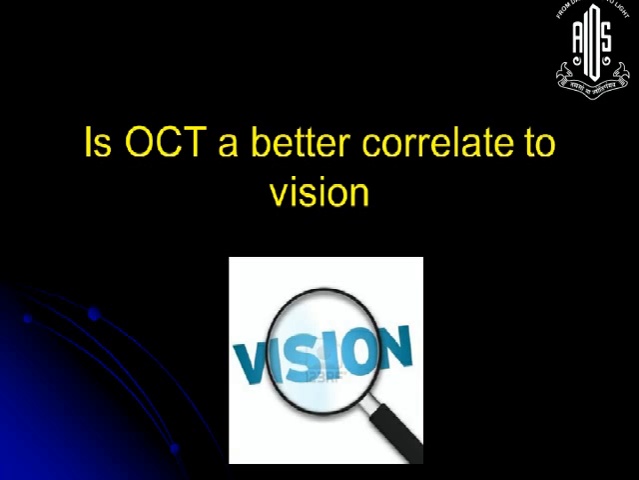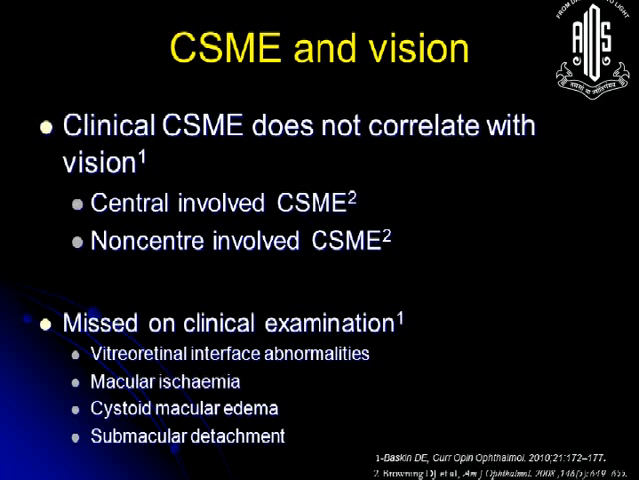The next question is, is OCT a better correlate to visual acuity? The answer is yes, because we know that clinical CSME does not correlate with vision, especially the non-center involved CSMEs. We also know that processes like vitreomacular interface abnormalities, cystoid macular edemas, and submacular detachments, which can have poor vision, are easily missed on a clinical examination.